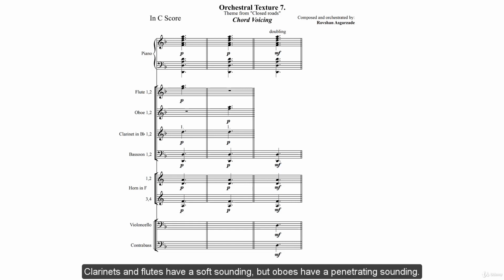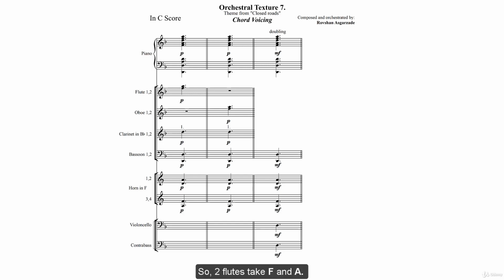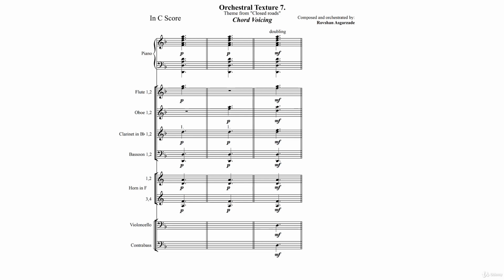Clarinets and flutes have a soft sound, but oboes have a penetrating sound. As I said, it would be better to soften the oboe sound using flutes and clarinets. So, 2 flutes take F and A notes. Clarinets take D and F. Oboes take D and A.